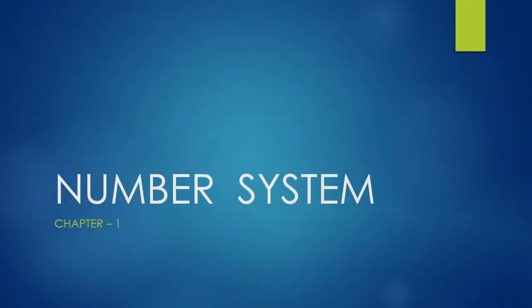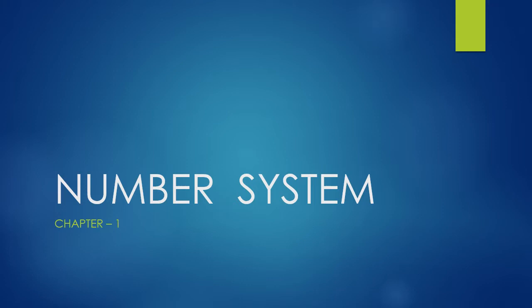This is video number 1 of computer science for class 7. Today we are going to start chapter number 1 of the subject, and the name of the chapter is number system. So first of all, what is number system? Number system is the technique to represent numbers in the form of digits or symbols.